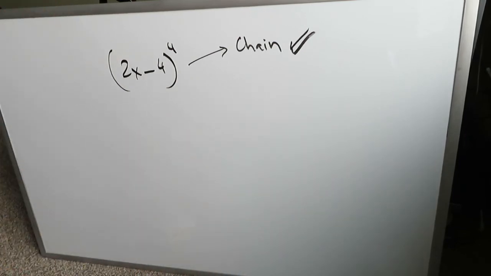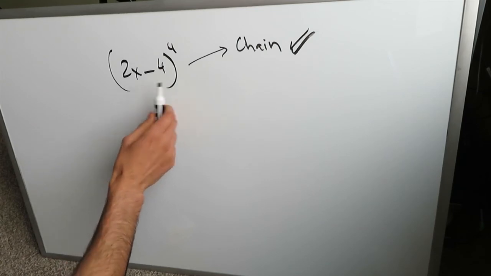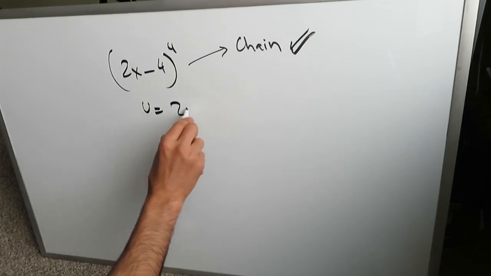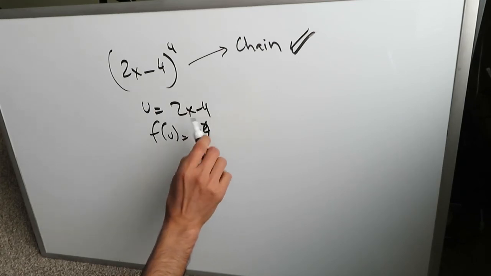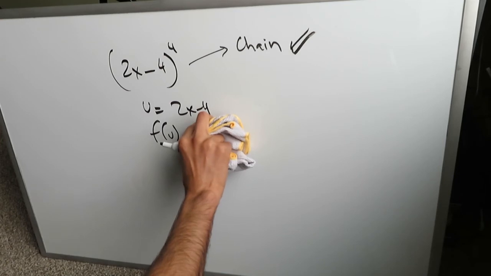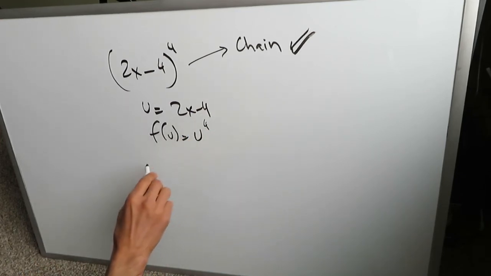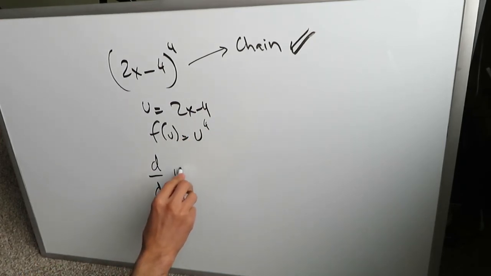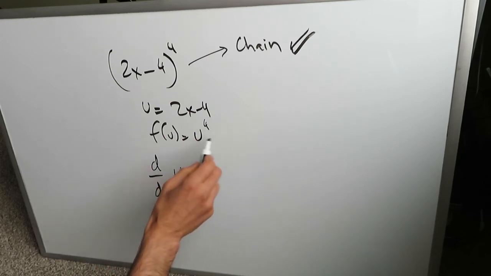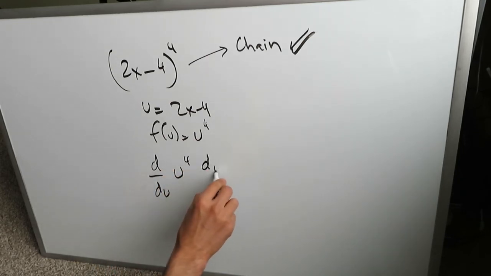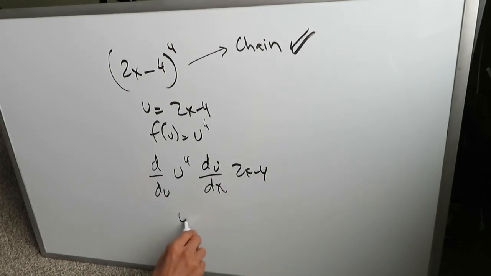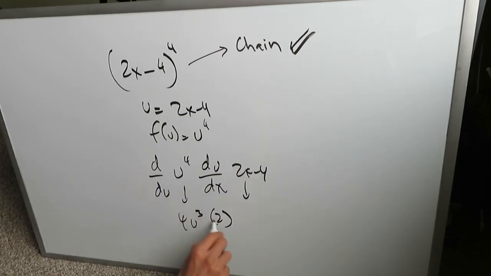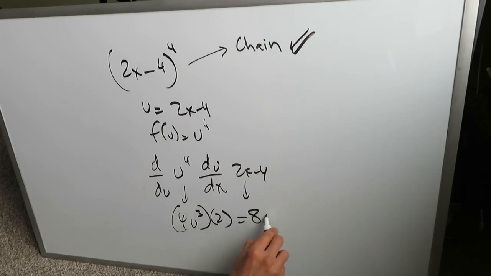You just have to recognize, the only hard part was just recognizing you're dealing with a composite function, and you would have to make a substitution, u equals 2x minus 4, and f of u was equal to u to the power of 4. Then all you had to do was your substitution: the derivative with respect to u is u to the power of 4, and then the derivative with respect to x of 2x minus 4, and you could carry this down, 4u cubed is your derivative over here, and the derivative here is 2. You just multiply this and you get 8u cubed.